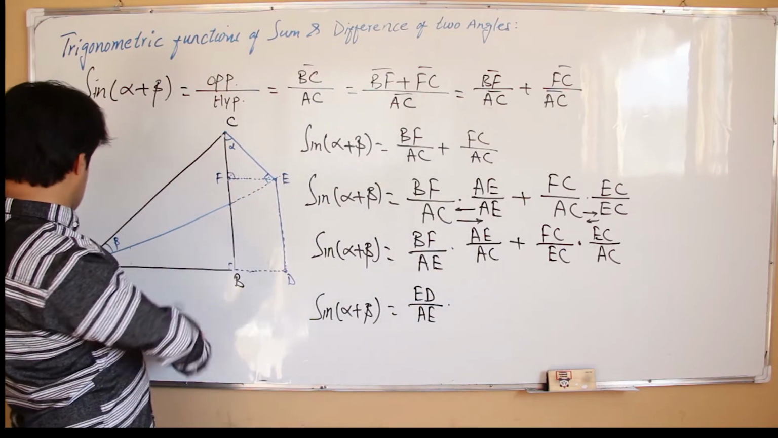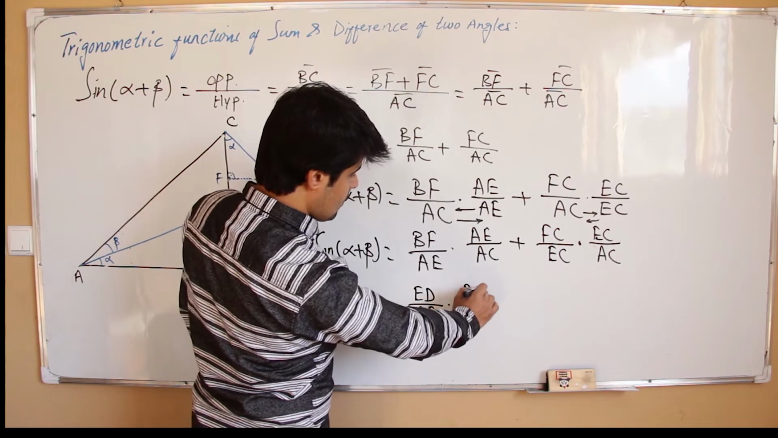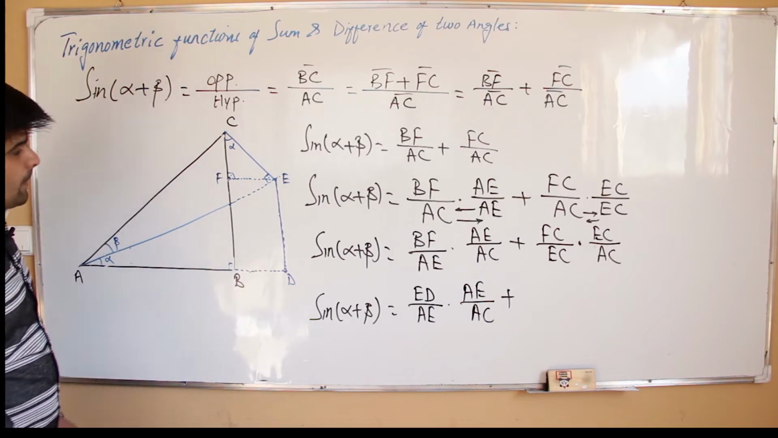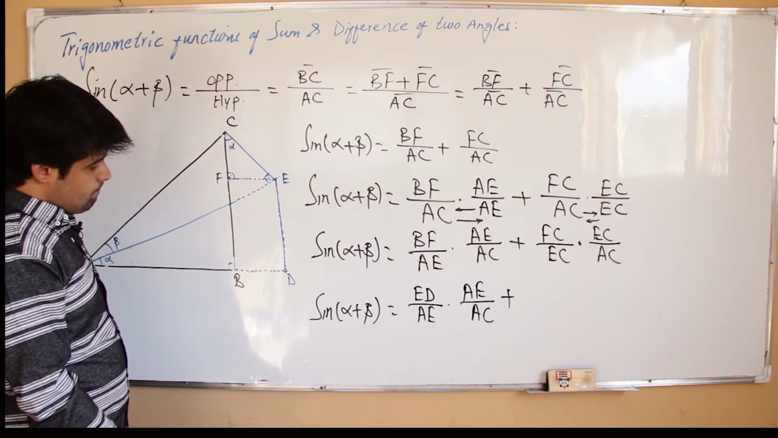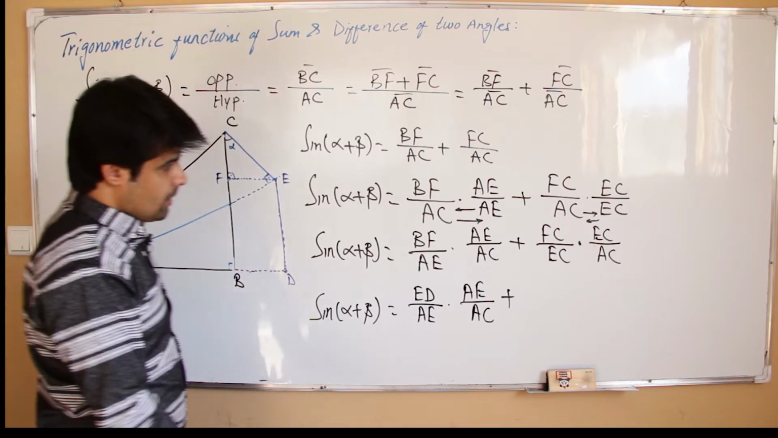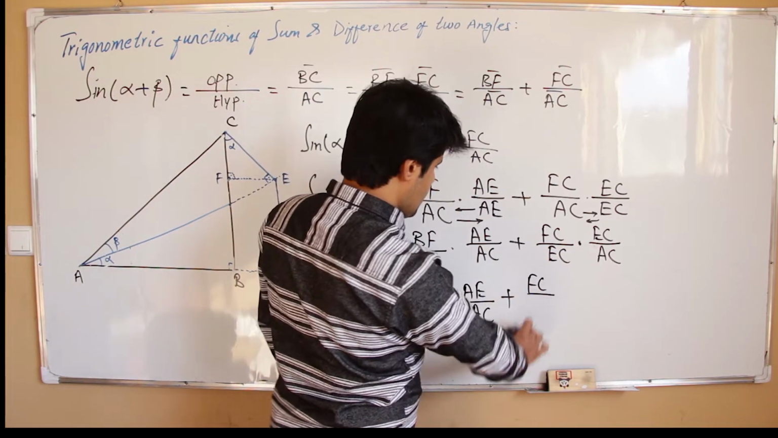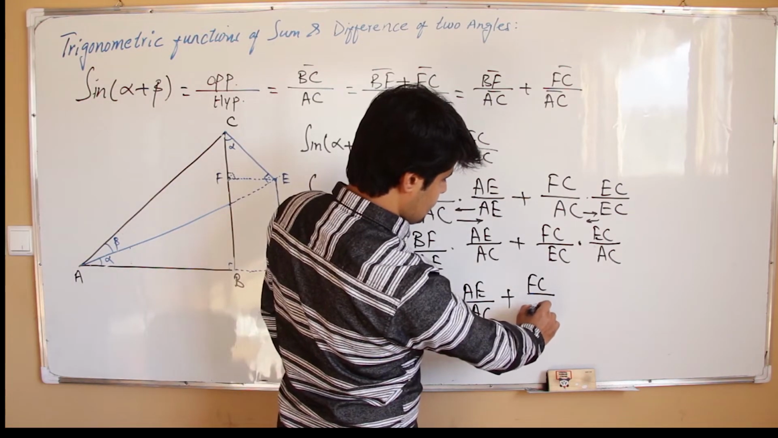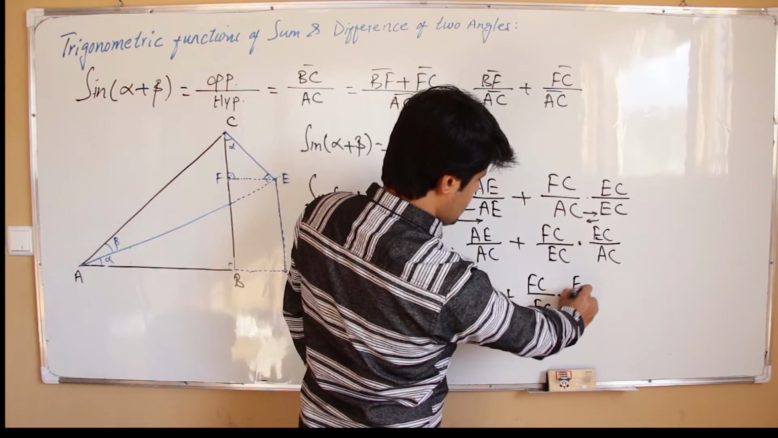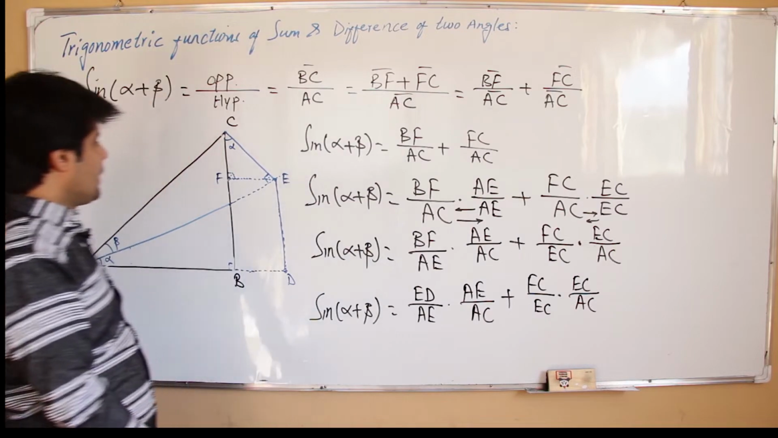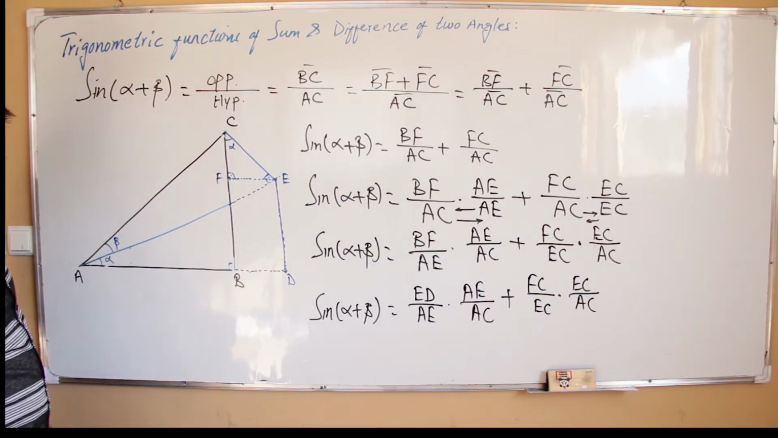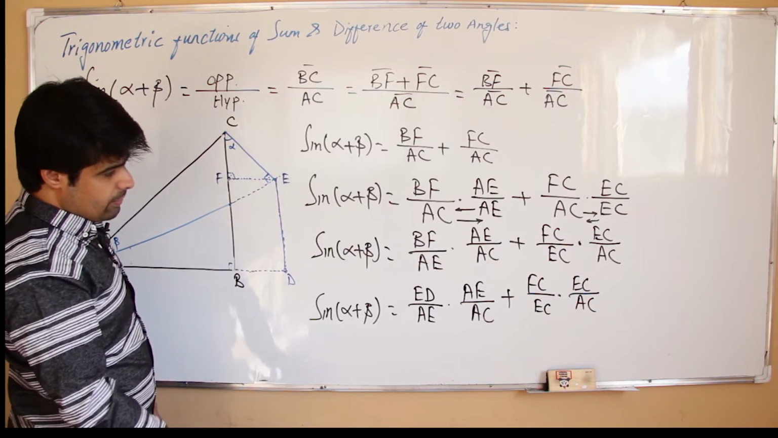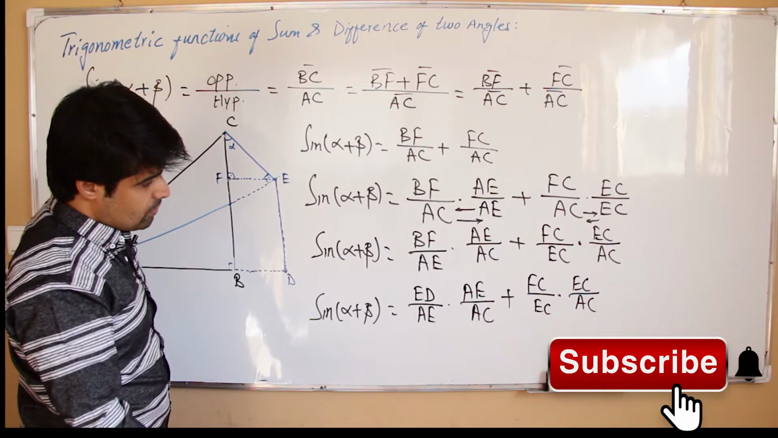Where is AE? Here. AE by AC plus FC is FC. Yes, FC. EC. Where is EC? EC times EC by AC. AC here. And instead of BF, I write ED. Do we have FE? No, we don't have. Okay.